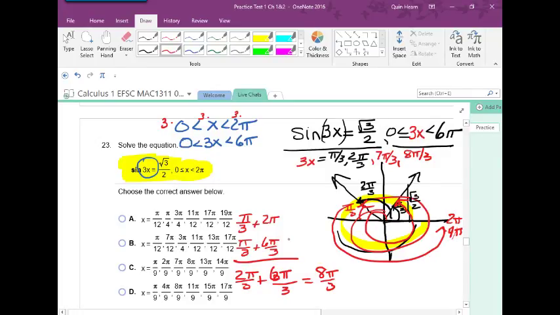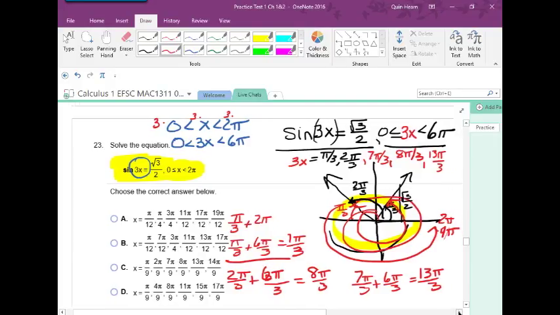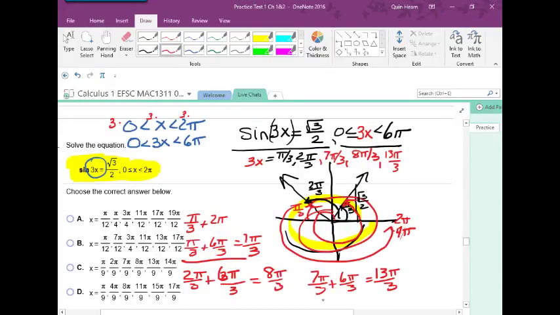So take the 7 pi over 3 and the 8 pi over 3 that you just found and add 2 pi to that again, or in other words, add 6 pi over 3. So 7 pi over 3 plus 6 pi over 3 is going to be 13 pi over 3. So that's another answer. And then 8 pi over 3 plus 6 pi over 3 is going to be 14 pi over 3.